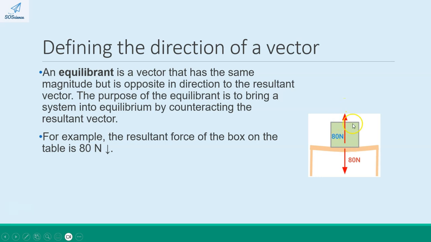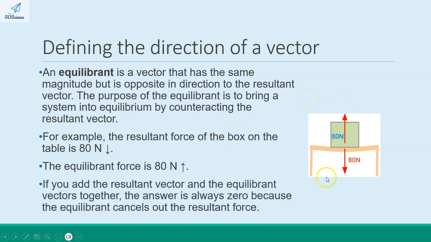box that is equal in magnitude, equal in size, but opposite in direction, and that brings the system into equilibrium, and that is the equilibrant. So the equilibrant force is 80 newtons up. If you add this resultant vector and the equilibrant vector together, then the answer will be 0 because by definition, the equilibrant cancels out the resultant force and brings the system into equilibrium. And equilibrium means that the resultant force is 0.